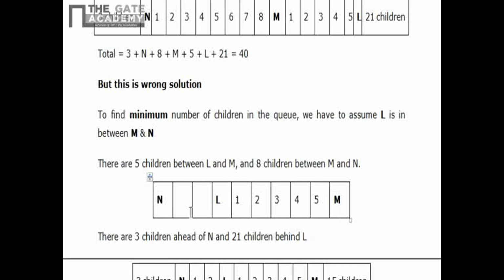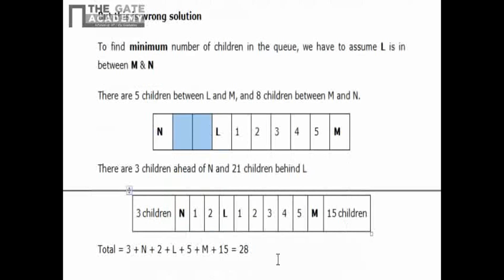That means L will come in this position between M and N. 3 children ahead of N and 21 behind L. So 21 behind L means 1, 2, 3, 4, 5, 6. 21 minus 6, that means 15 children over here. If you add up, you'll get the answer 28.